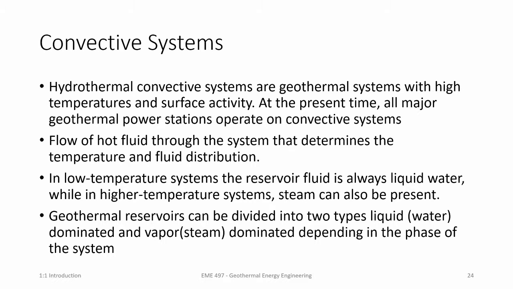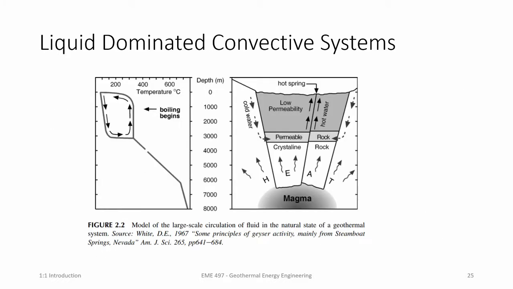In low temperature systems, the reservoir fluid is always water, while in higher temperature systems, steam can also be present. These geothermal reservoirs are divided into two types: water-dominated reservoirs or vapor-dominated reservoirs, depending on the phase of the system. And this is always depending on temperature and pressure, which will change the state of the fluid. So here's a diagram.